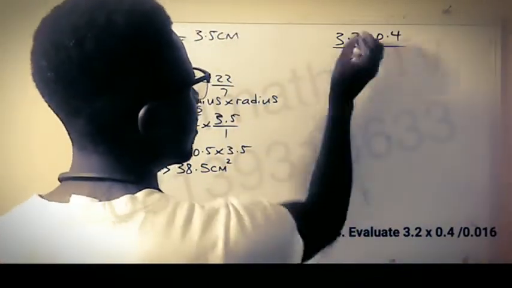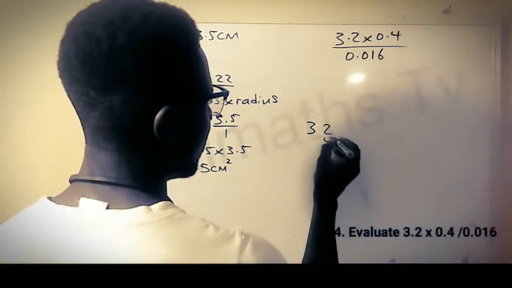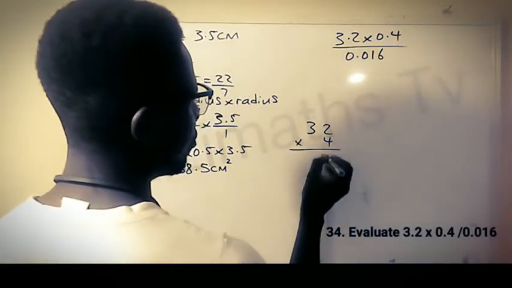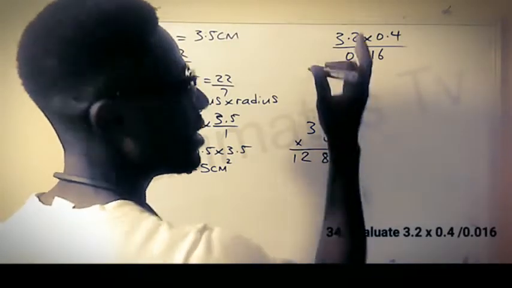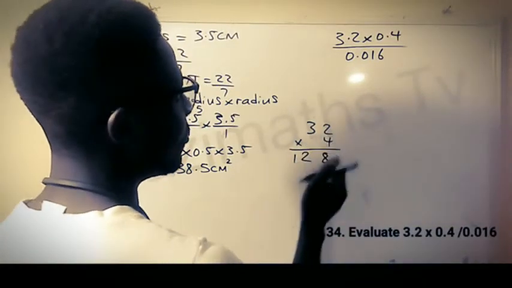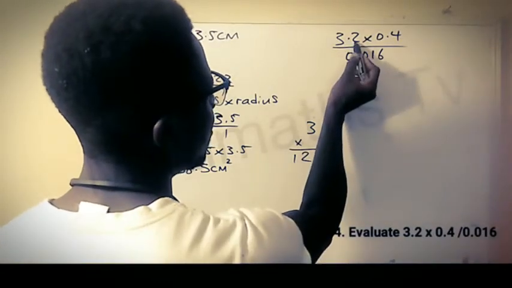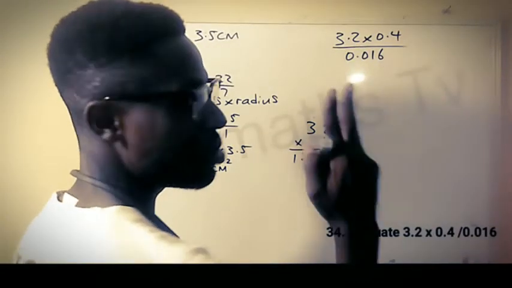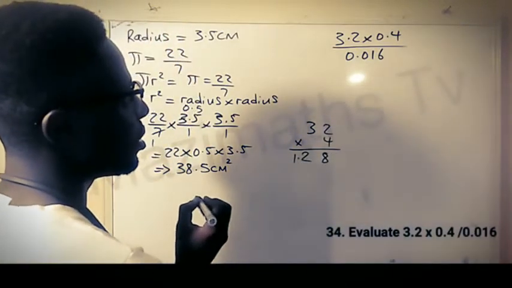So now let me multiply. 3.2, I can take away the point first. 0.4, take away the point, you have 4 left. Then 4 times 2 is 8, and 4 times 3 is 12. How many decimal places do we have? Remember I took away the points that were there before, so now I'm going to put the point in the proper place. We have one decimal place here and another one here, making 2 decimal places. So you count 1, 2, and put the decimal point here.